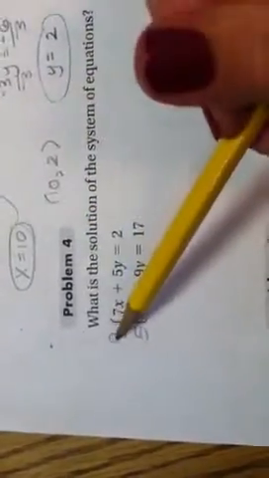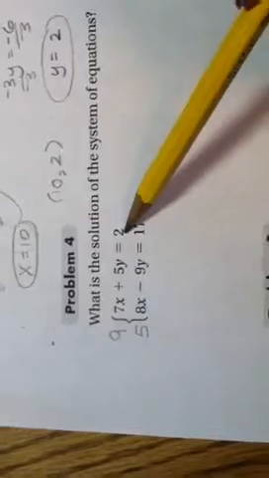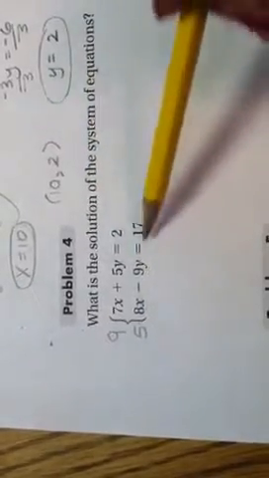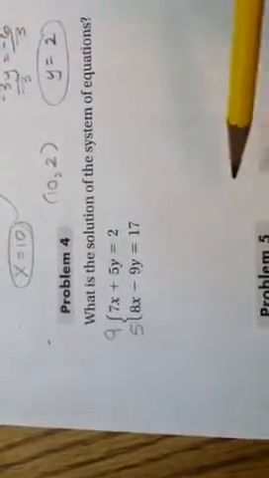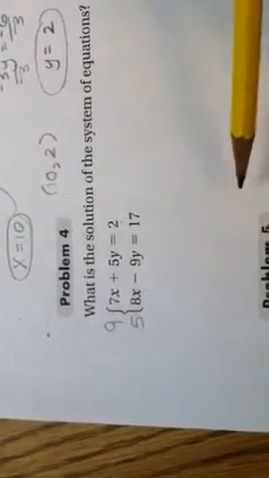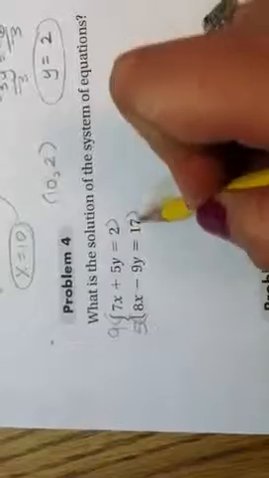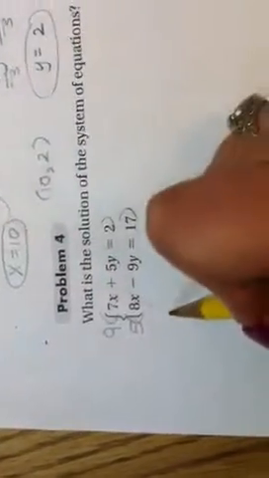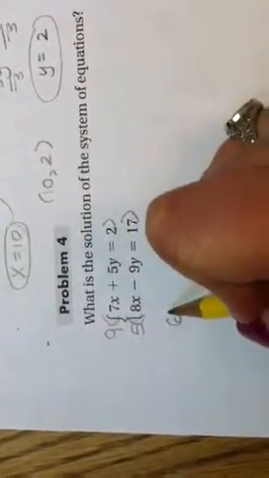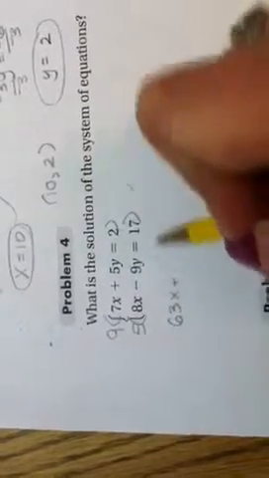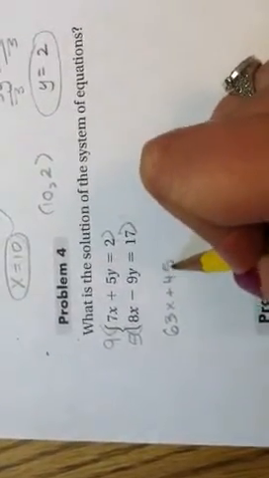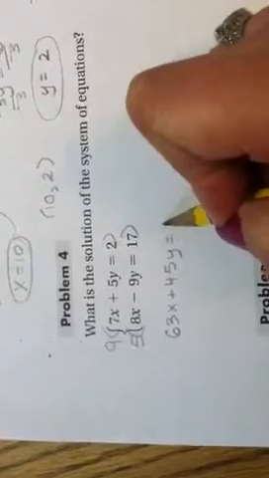So I know that if I carry this operation through the entire equation, the whole system of equations, and add them together, my y values will drop out. It's just going to take a little bit more time. So I'm going to multiply on both sides here. That leaves me with 63x plus 45y equals 18.